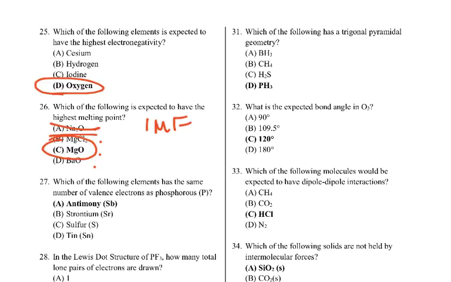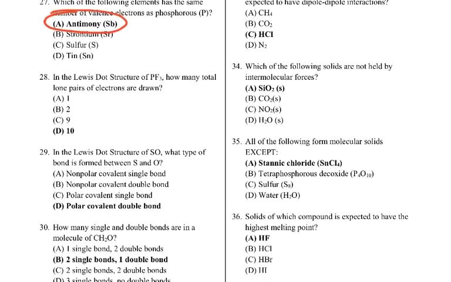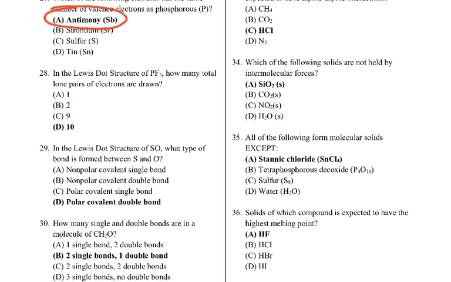So nitrogen would be a good answer. Okay, antimony. Antimony, that's the one that's in the same family. The other ones are in different families. Okay, 28. In the Lewis dot structure for PF3, how many total lone pairs are drawn?